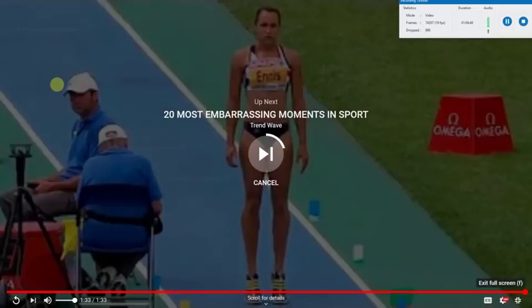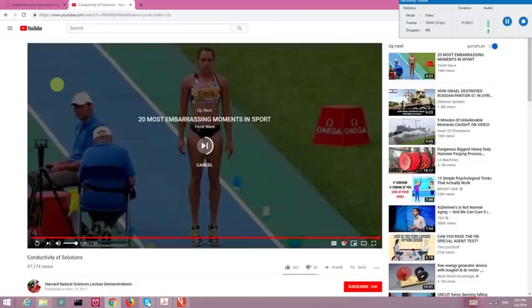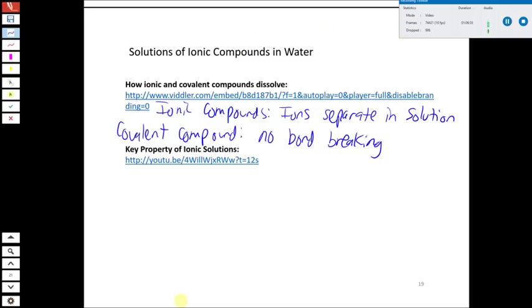Okay, so that was a series of experiments showing the difference in conductivity. I guess that guy was pretty embarrassing, which is why they suggested the most embarrassing moments in sports after that. But anyway, we saw some key differences there.